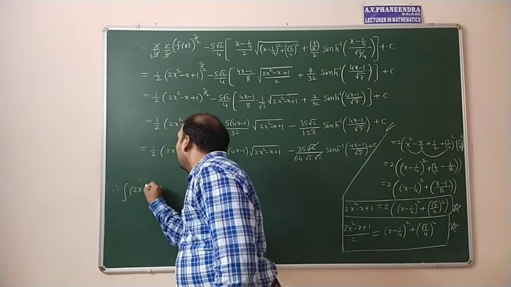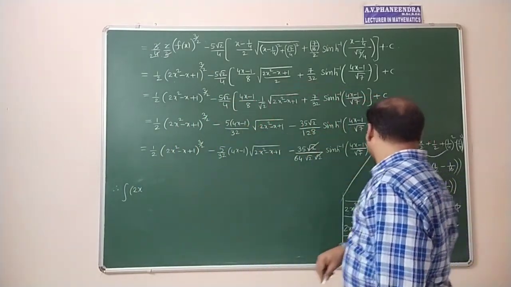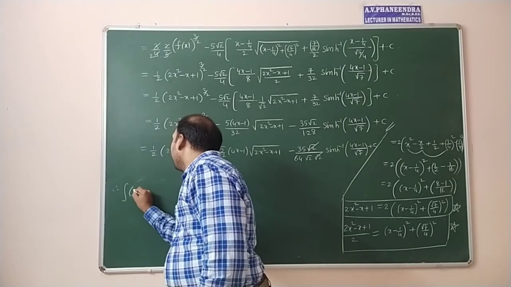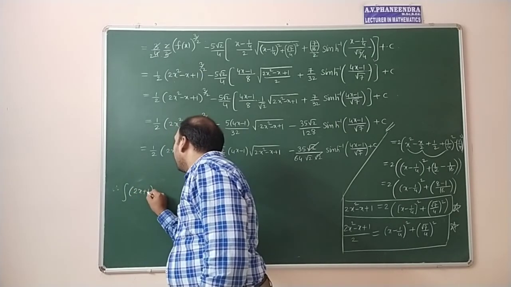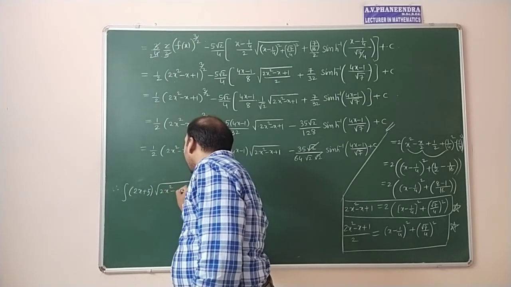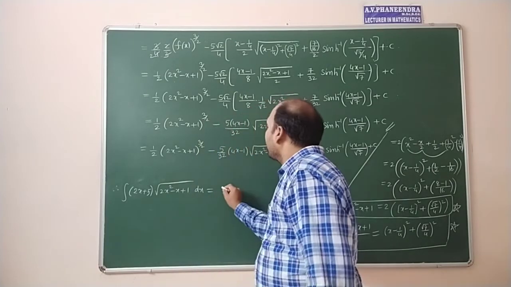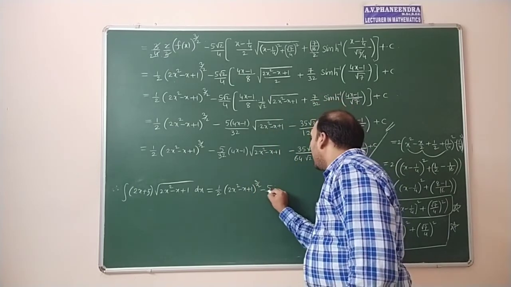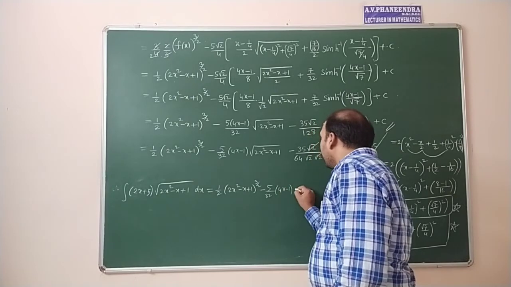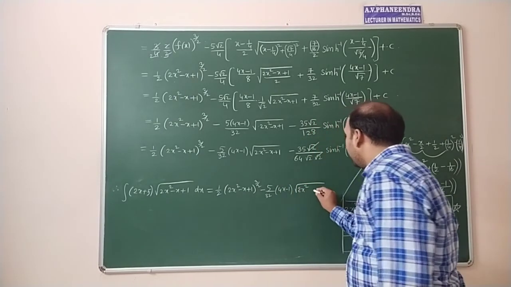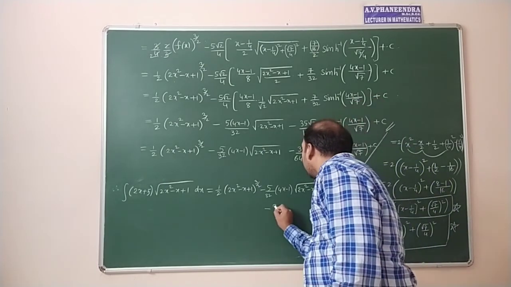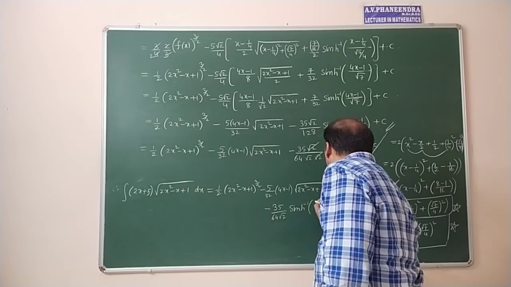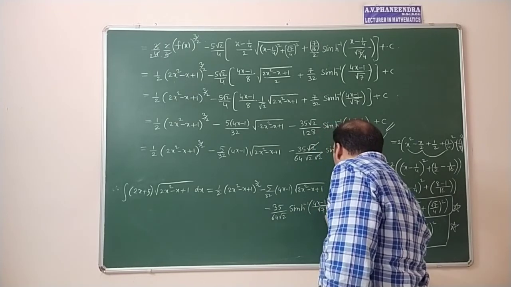Therefore, integral of (3x plus 5) into square root of 2x square minus x plus 1 into dx is equal to 1 by 2 into (2x square minus x plus 1) whole power 3 by 2 minus 5 by 32 into (4x minus 1) into square root of 2x square minus x plus 1 minus 35 divided by 64 root 2 into sinh inverse of 4x minus 1 divided by root 7 plus c.